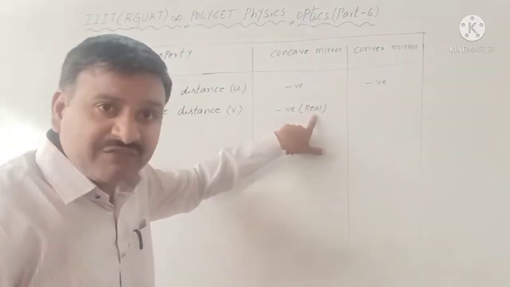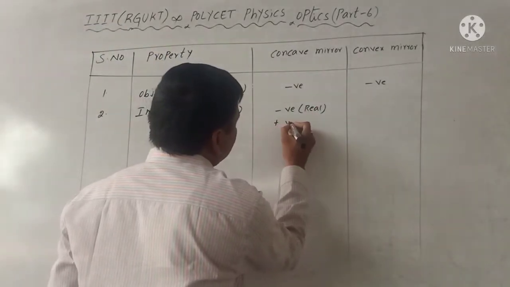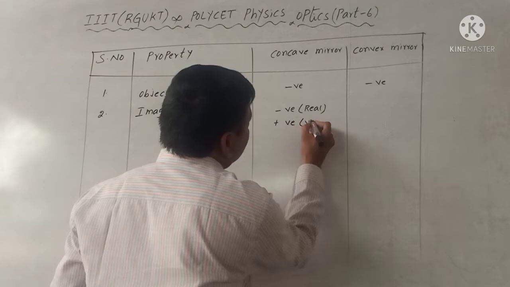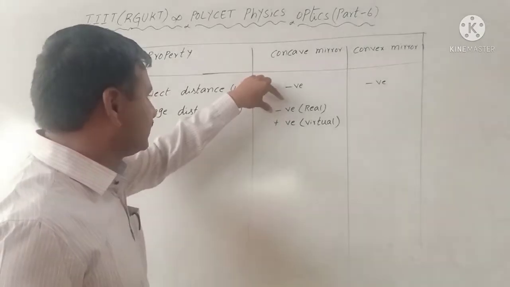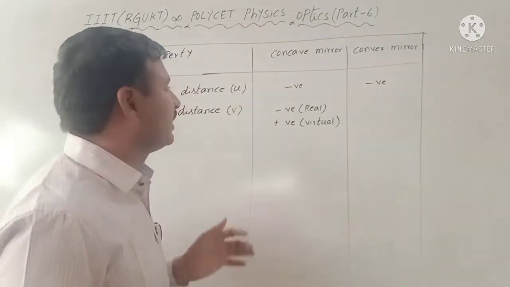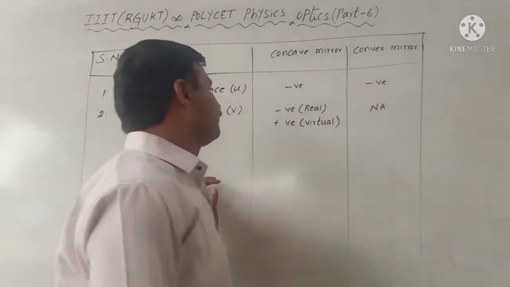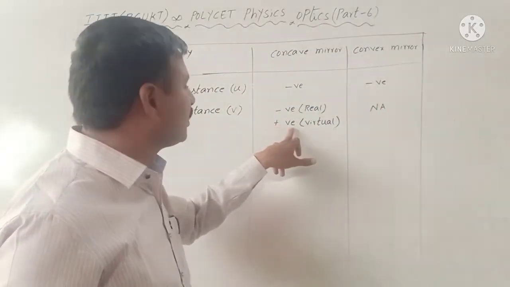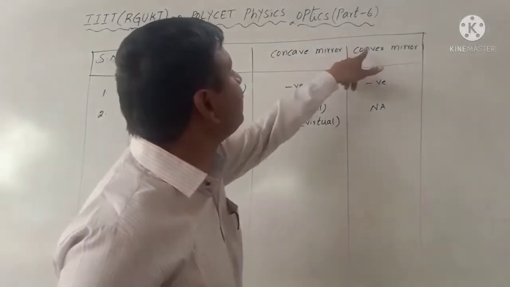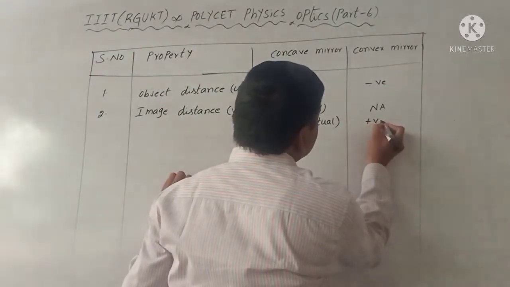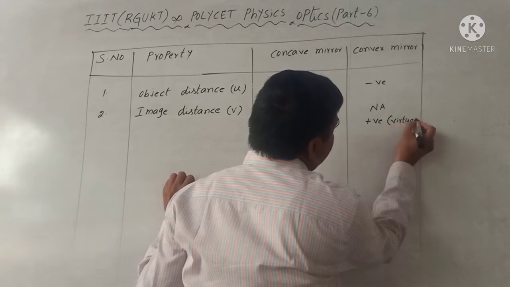We get the answer negative. That means it is which type of image? Real image. If the image distance is positive, it is a virtual image. This is the image distance in the concave mirror. For the convex mirror, it is not applicable (NA), but it is positive: virtual is positive. Concave mirror can form positive and convex also forms positive.